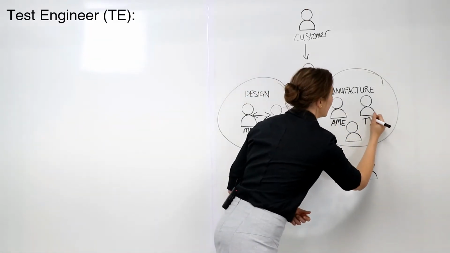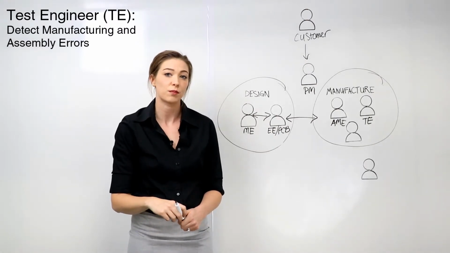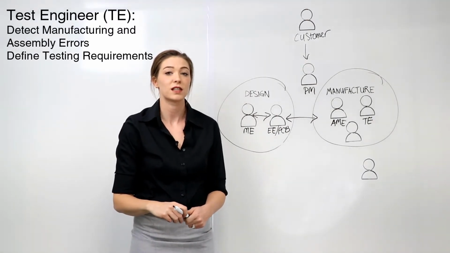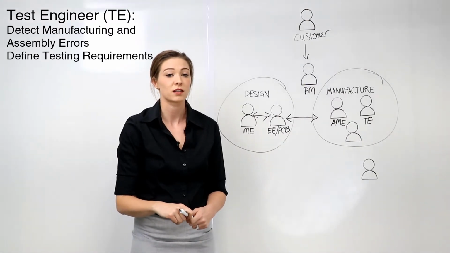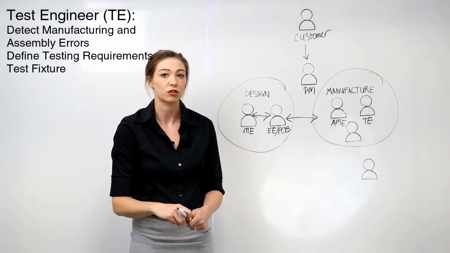The purpose of the test engineer is to catch any errors that were introduced in the assembly process. They will determine the nets and components that need to be tested throughout the assembly and in the finished product. Once they have defined the testing requirements, the TE may create a test fixture.